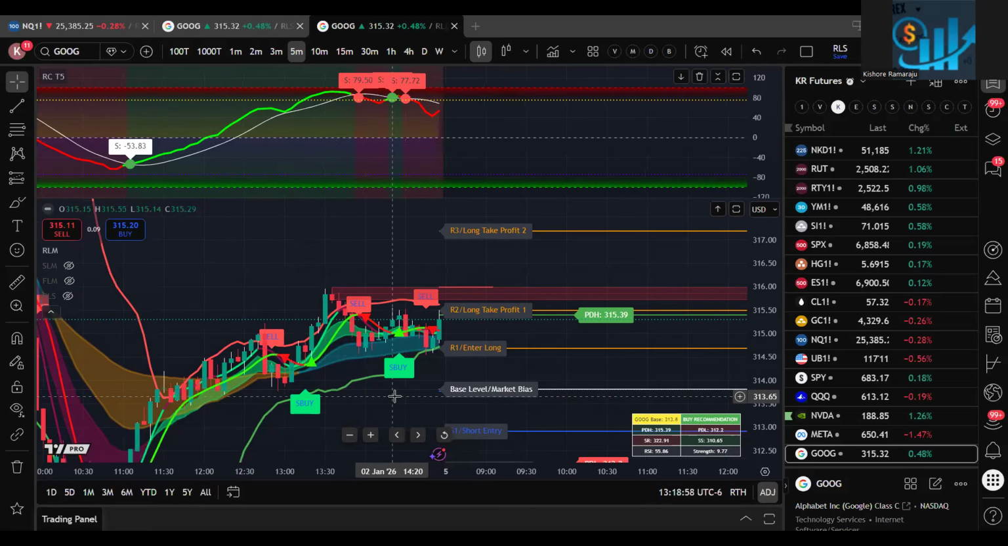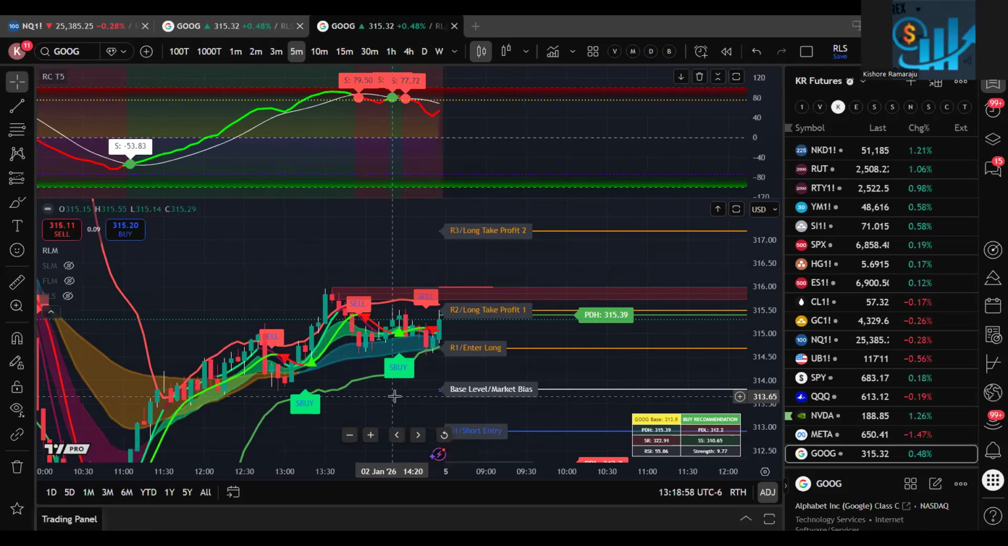So the first thing is you need to understand where your base level is. That is very, very important. So when the market opens, if the price is close to the base level, and if it starts going up from the base level, that is a good time to buy.